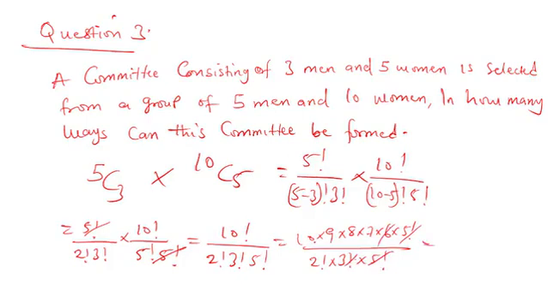So we now do 10 times 8 times 9 times 7 divided by 2, which is equal to 2,520 ways. So if this committee is to be formed, then 3 men can be selected from 5 men and 5 women can be selected from 10 women in 2,520 different ways.